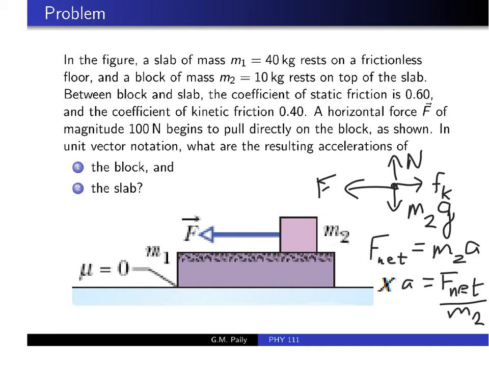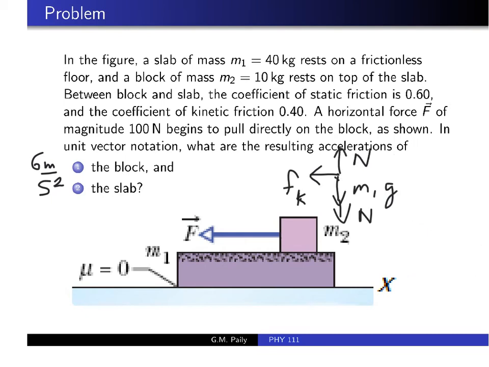Using F net equals m2a, we rearrange and solve for a. F net we know is 60 newtons from 100 minus 40, and m2 we know is 10 kilograms, and so the acceleration is 6 meters per second squared for block m2. We now focus on m1, the slab beneath. This is the free body diagram for the slab.